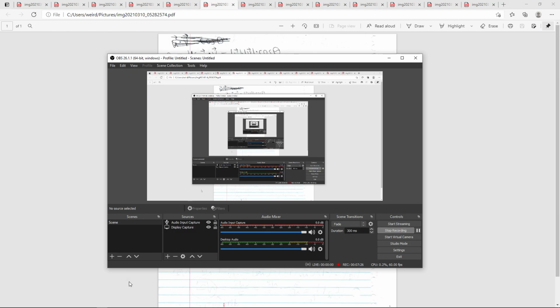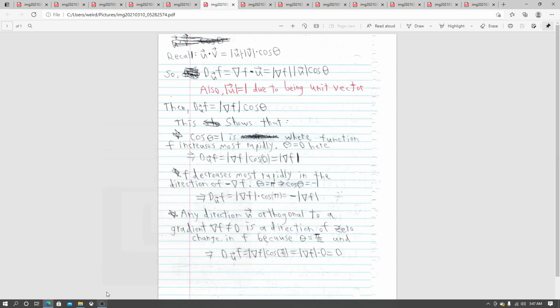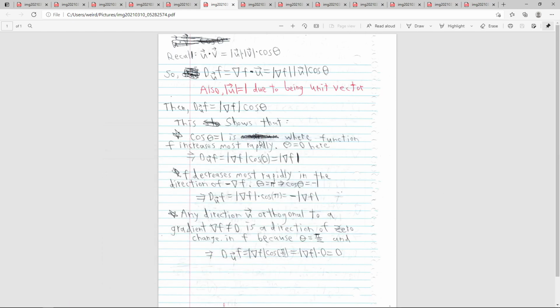Just looking at this, these rules are basically the sweet spot. We're not going to really worry about this zero change one. It makes sense, but basically no. The point is the dot product is basically the product of the two magnitudes and cosine theta. And because that's the magnitude of a unit vector.